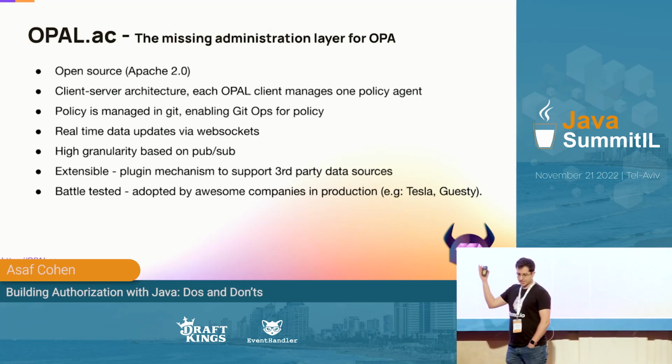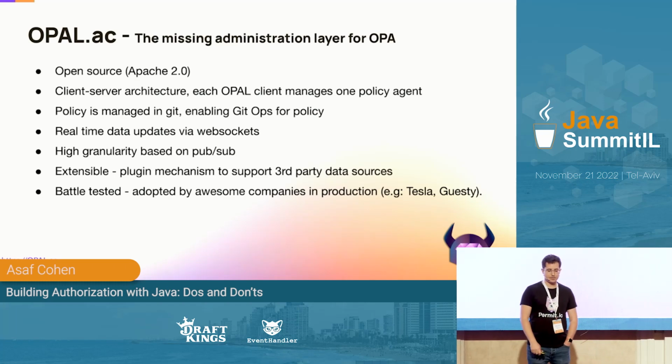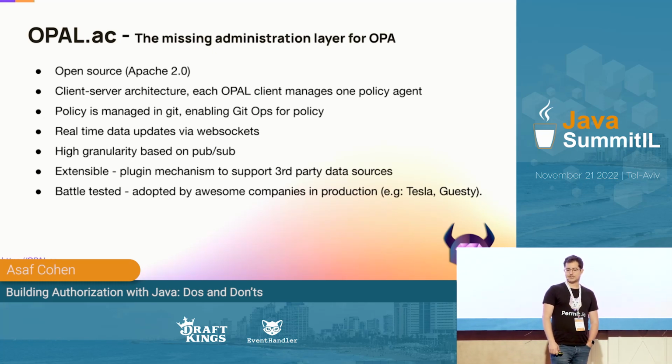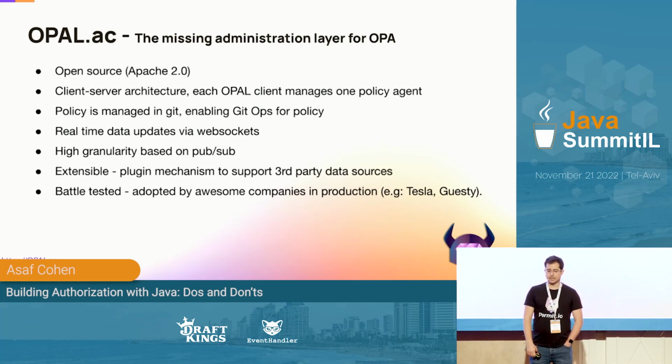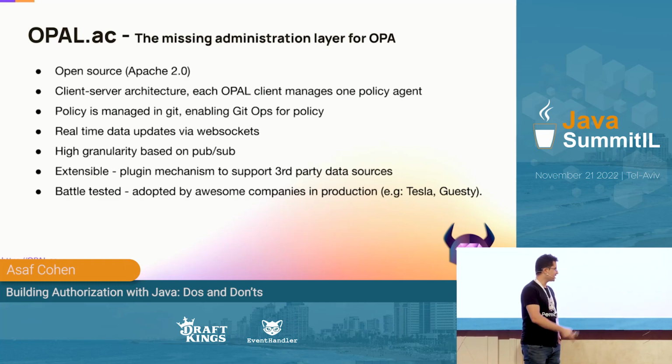So it's open source, it's Apache 2, it's client-server architecture, policy is managed in Git. I'll explain why GitOps is important in a second. It has real-time updates through WebSockets. It's extensible with a plugin system, and it's battle-tested. So fun fact, Tesla is using this in production.